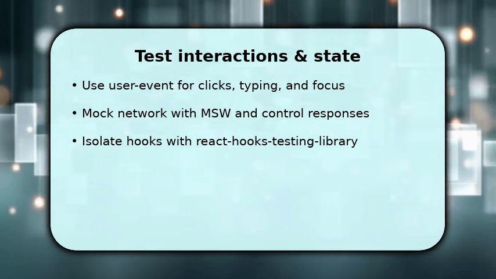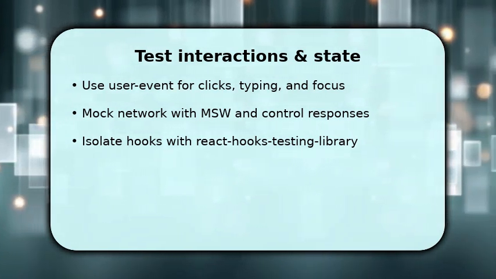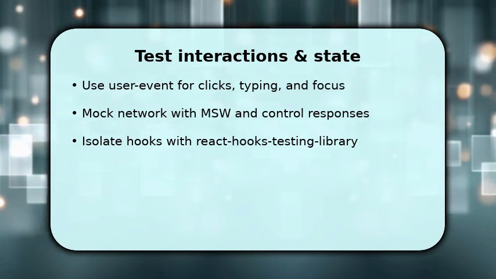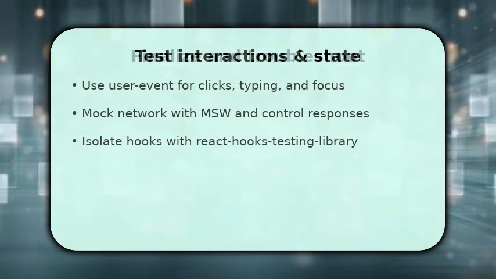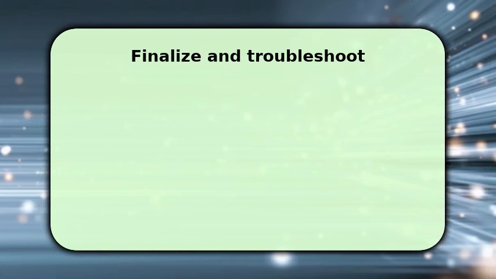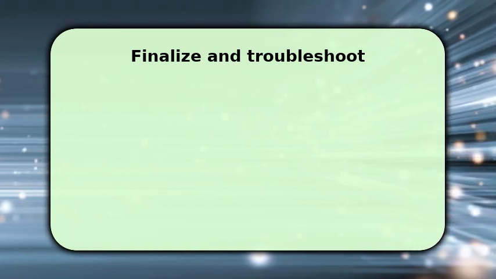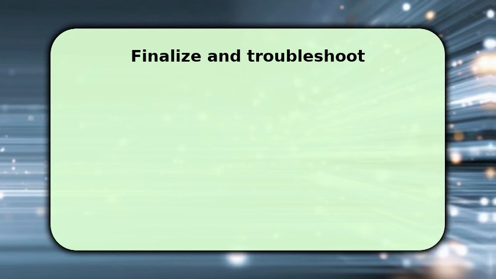Together, these finish by running coverage and adding tests for critical paths, aiming for meaningful percent coverage rather than chasing every line. Integrate tests into CI to run headless and surface regressions early. Make CI fail on known flakes so they get fixed.